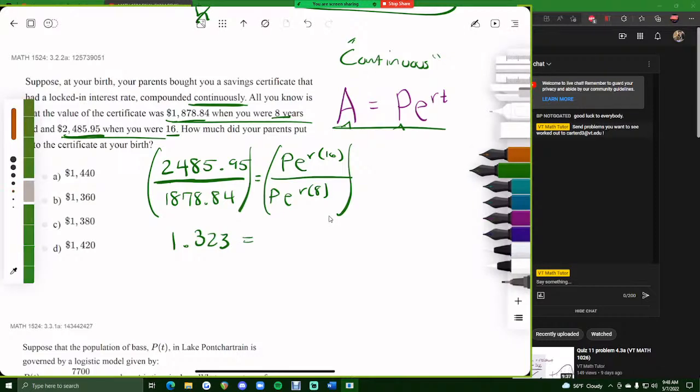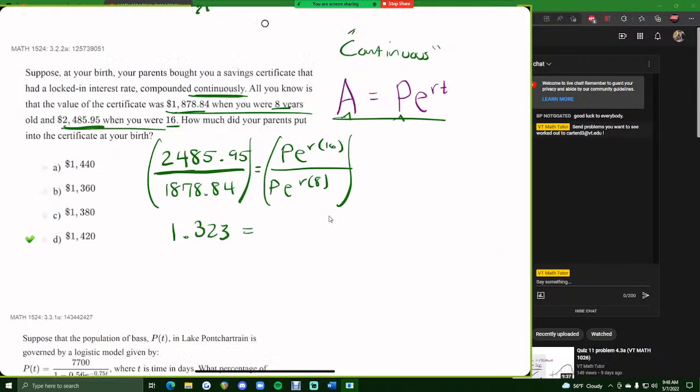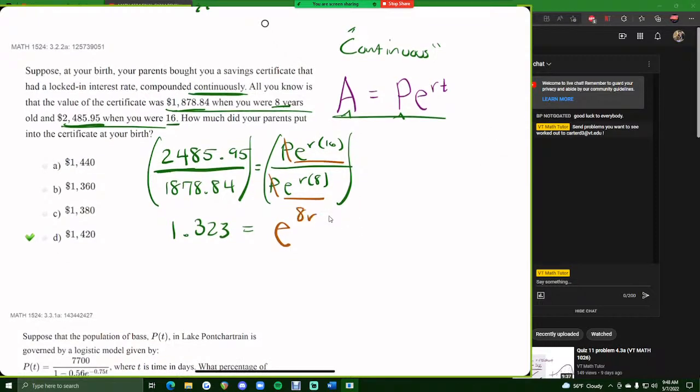Now, simplifying this right side is the important piece. P divided by P can cancel. Anytime we have an E term divided by an E term, but with different exponents, we subtract their exponents. So 16R minus 8R leaves us with 8R. Our goal now is to solve for R, and then we'll talk about what to do next. We solve for R by eliminating E by taking the natural log of both sides. ln and E cancel.